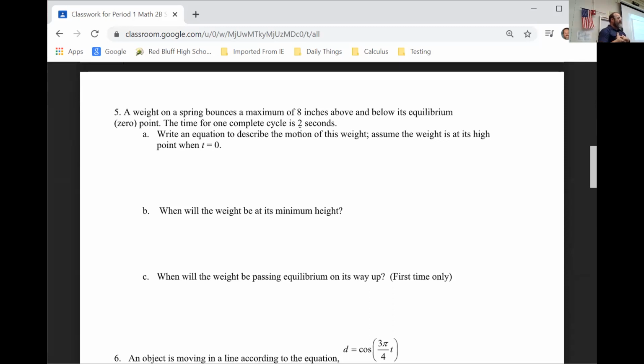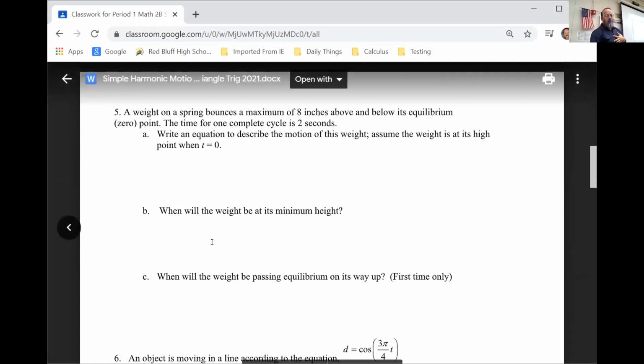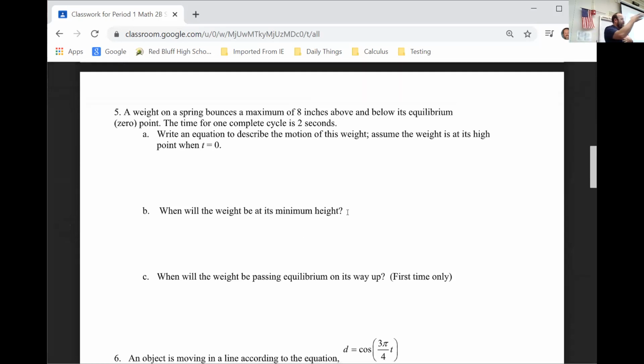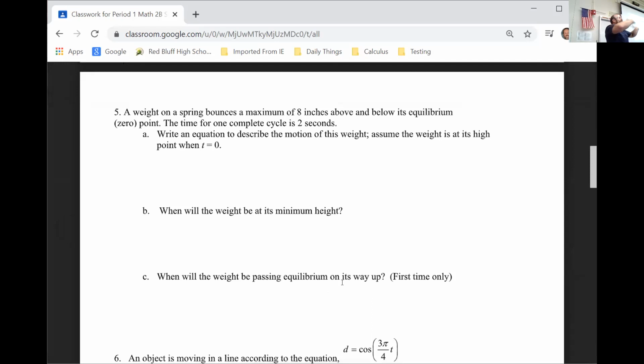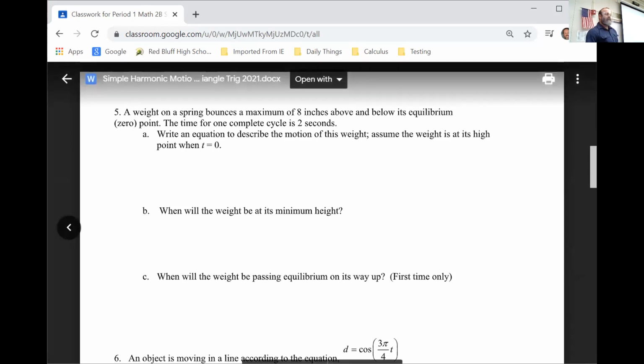But what I'd love to see you do is draw a picture, even when it doesn't tell you to draw a picture, because when will it be at its minimum height? As soon as you sketch one wave, you're going to see that because it's going to be at the bottom. When will it be at equilibrium or at the middle on the way up? You'll see that in your diagram. So question number 5 should be very, very easy. And so I'm going to go ahead and stop that video.